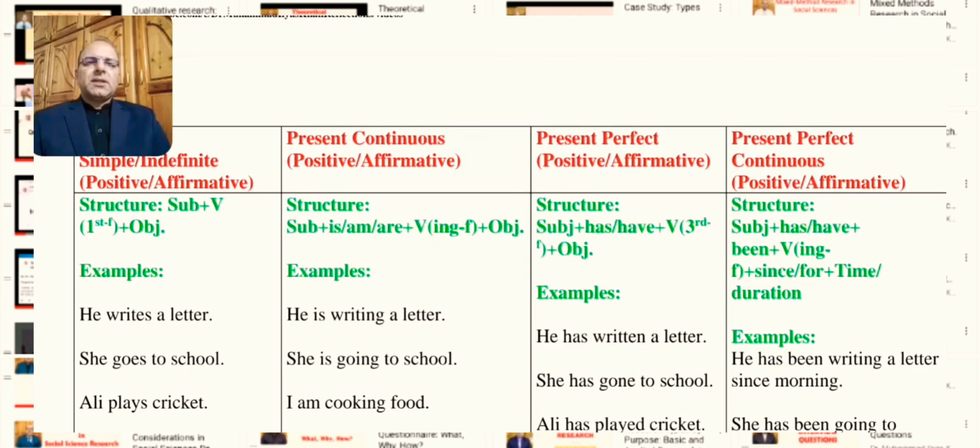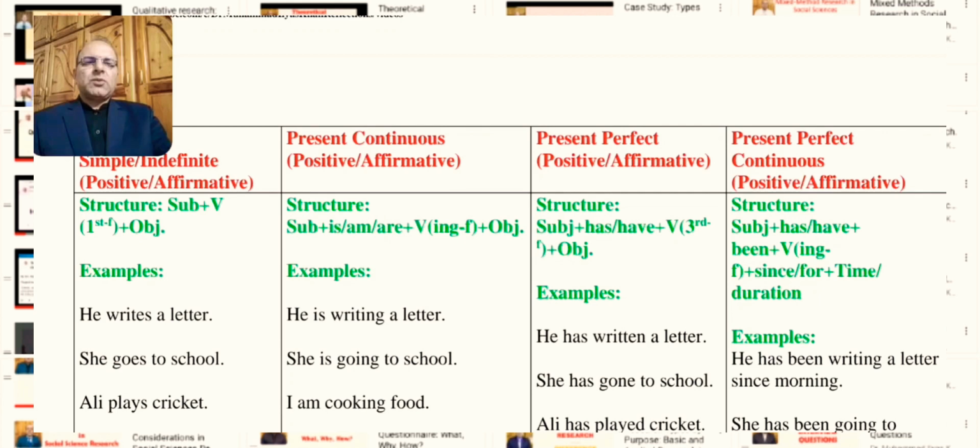Then the structure of the present perfect is subject plus has, have plus verb third form plus object. And so he has written a letter is an example, and all other examples are given below that. You can see that in the presentation. And present perfect continuous, the structure is subject plus has, have plus been plus verb ing form plus since, for, plus time duration.